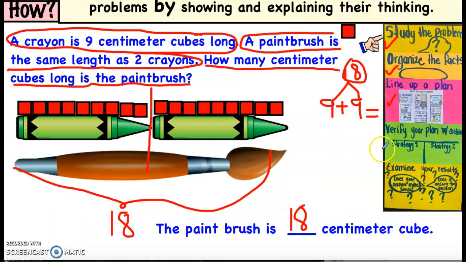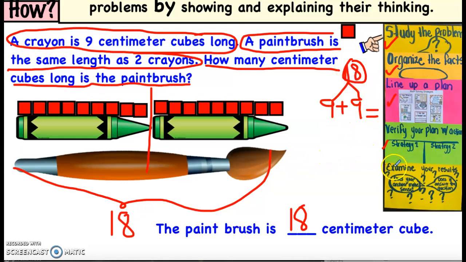So let me examine my results. So I know that one crayon is 9 centimeters long. And I also know that the length of the paintbrush is the same as 2 crayons. So if one crayon is 9 centimeters long, then the other crayon has to be 9 centimeters long. And 9 plus 9 gives us 18, which gives us the length of the paintbrush. Did you see, mathematicians? This is 18.